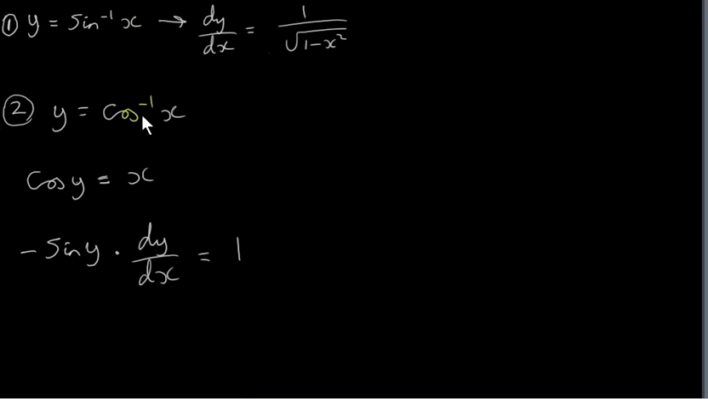For y equals inverse sine of x, we had that situation. The derivative of x with respect to x is 1, because it's just 1x with respect to x. To get dy dx then, we just divide across by minus sine y.